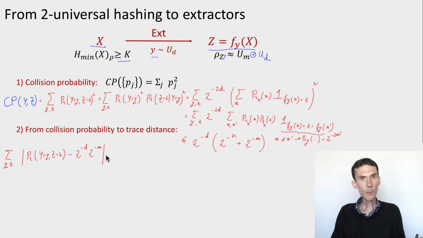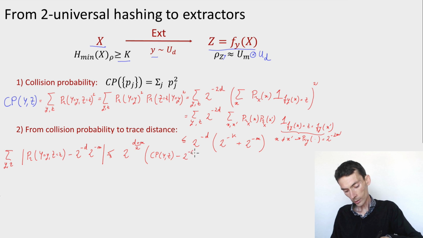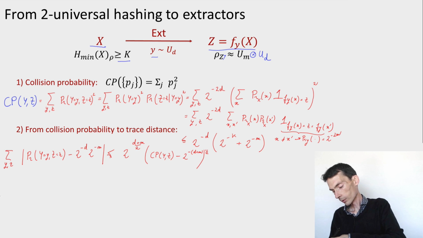Now here there's a step that I'm going to skip, but what you can show using an application of the Cauchy-Schwarz inequality is that for any random variables, this is always going to be bounded by the square root of the number of possible values, so 2 to the d plus m, divided by 2, times the square root of the collision probability of y, z, minus 2 to the minus d plus m. So 1 over the number of possible values, and it's the square root of this. Let me separate these two steps.